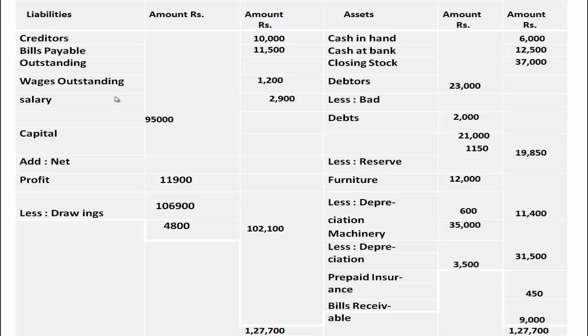Now both sides must be equal, both sides must be matched to each other. That's why this is called a balance sheet. So we have to calculate all the sides. The liability side is 1,27,700, and the asset side is also 1,27,700. If both sides are not matching, it means that we have made some mistakes, whether in the journal entry, ledger posting, trial balance preparation, or in the trading and profit and loss accounts, because the final error will be reflected in the balance sheet.